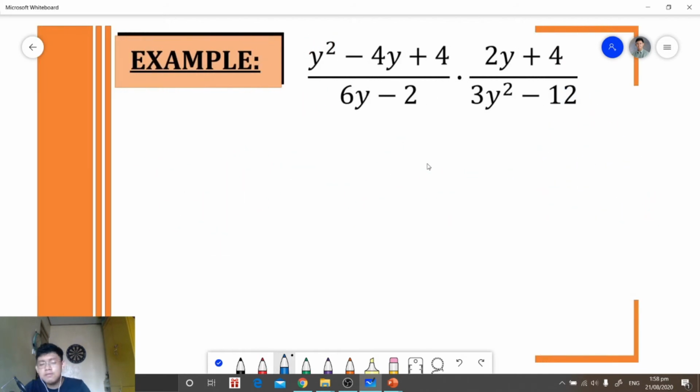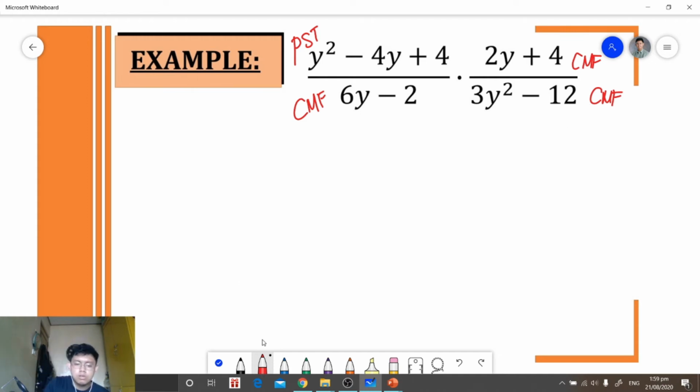Okay, let's have another example. We're going to multiply these two rational expressions. The first thing that we need to do is to get the factored form of our numerators and denominators. Let's identify what factoring type we are going to use. For our numerator, we can use perfect square trinomial. For the denominator of our first rational expression, we can use common monomial factoring. For our second numerator, we will use common monomial factoring. And for our second denominator, we are also going to use common monomial factoring, and maybe we can still simplify that.